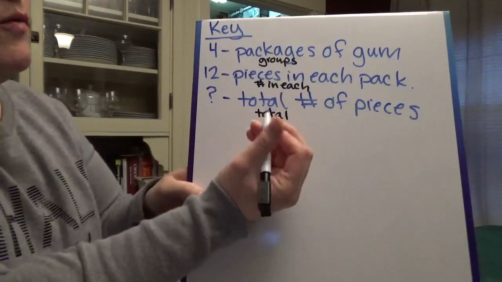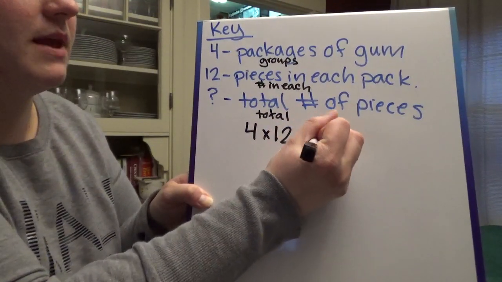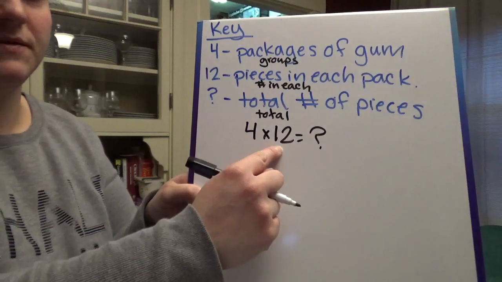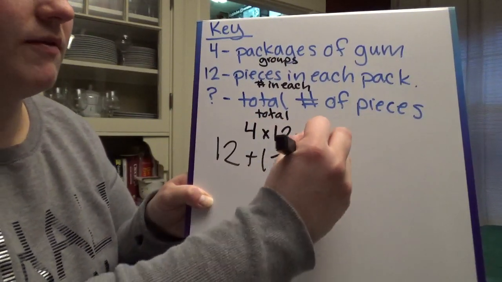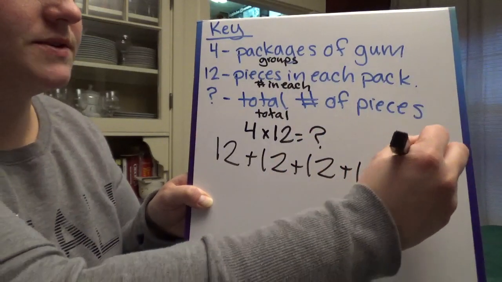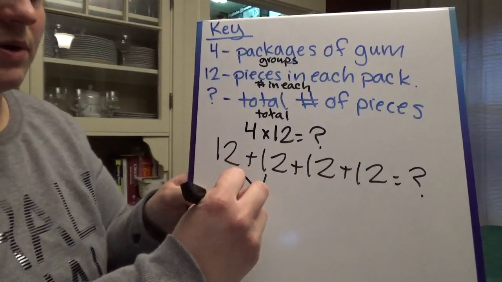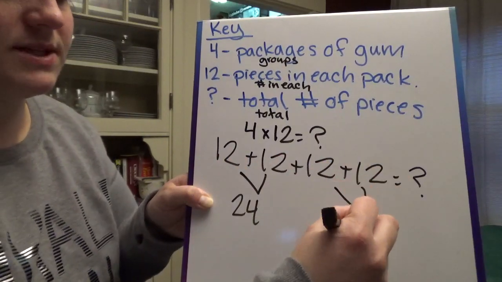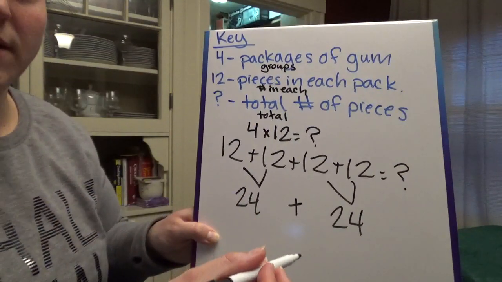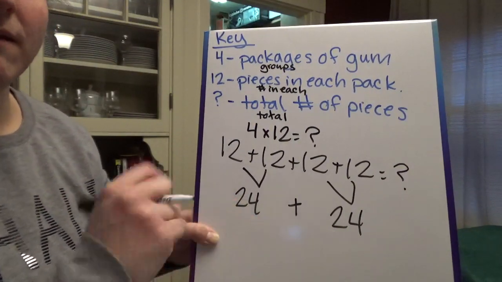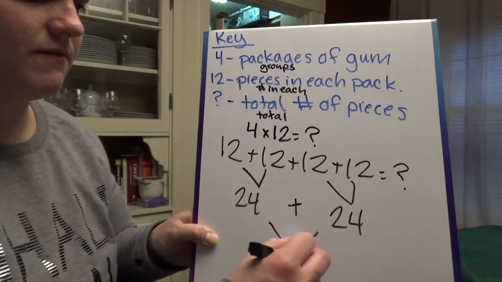Okay, so hopefully your number sentence was 4 times 12 equals something, because that means I have 4 groups of 12. So that would be 12 plus 12 plus 12 plus 12 equals something. Okay, so 12 plus 12 equals 24, and 12 and 12 equals 24. So now I can add 24 and 24 together. 20 and 20 make 40, 4 and 4 make 8, so 24 and 24 equals 48.